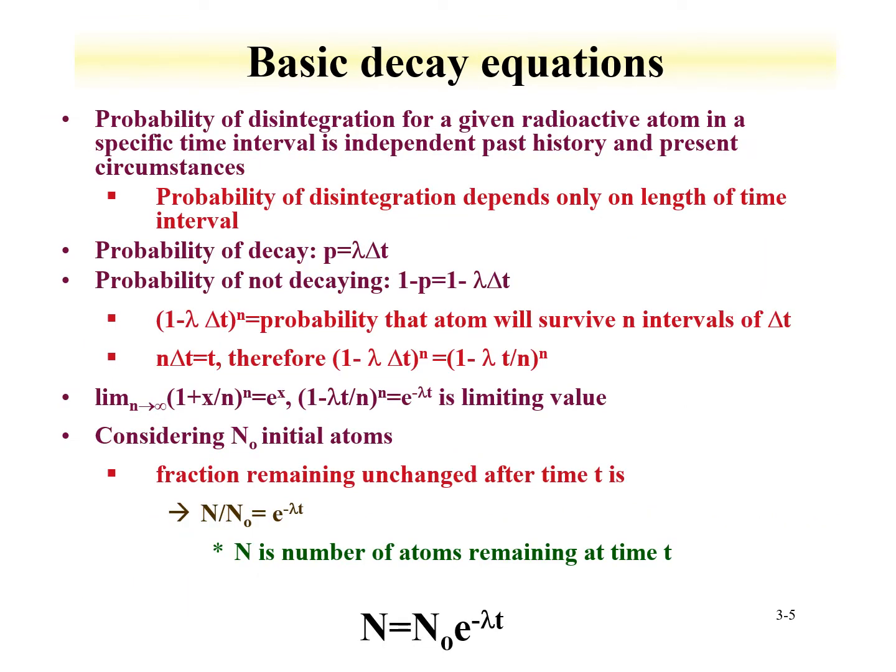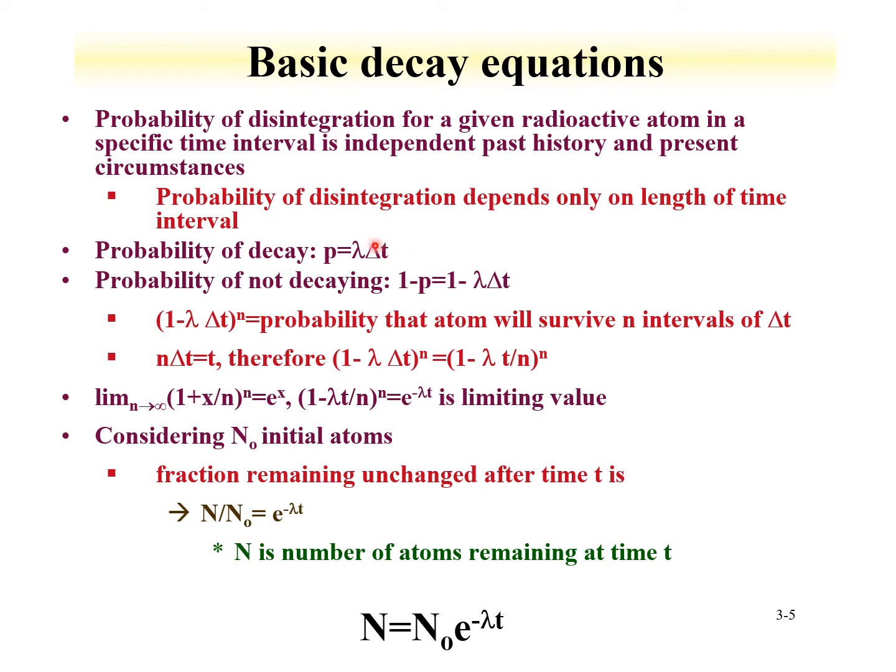The next few slides are going to discuss how some of the fundamental equations used in exploring radioactive decay are developed. The probability for disintegration for any sort of radioactive atom in a given time interval is independent of its past and present circumstances. We describe this by saying that its decay is fundamentally condition independent. So the probability of disintegration really only depends upon the length of the time interval you're talking about. If the time interval is a half-life, the probability of a disintegration is 50%.